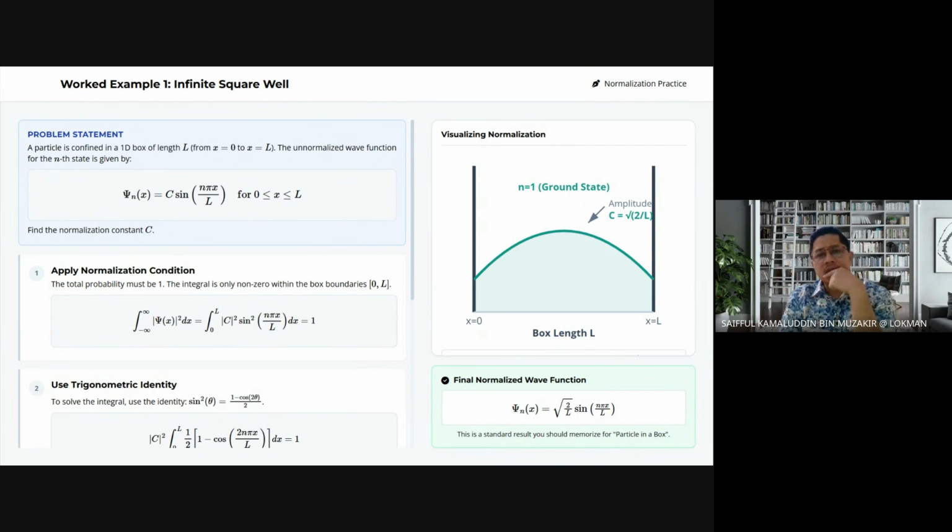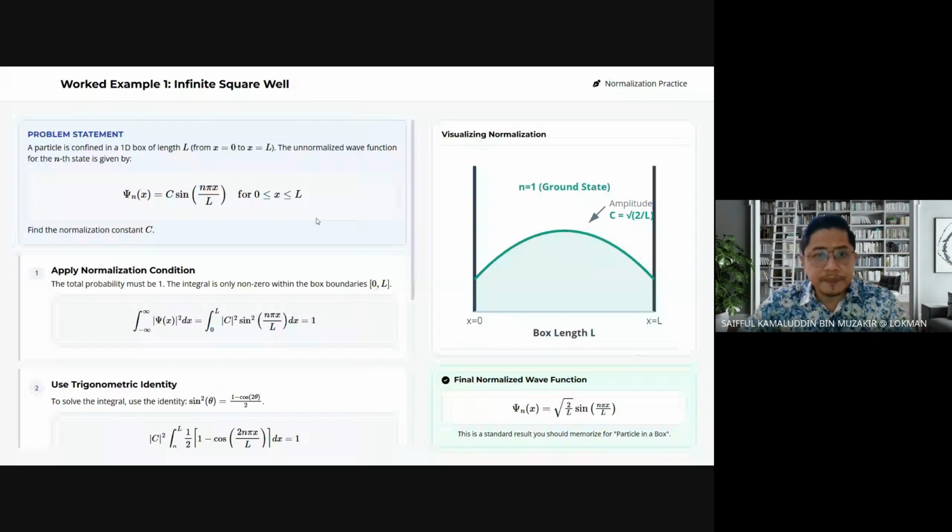So the wave function is psi n equals c times sine of n pi x over L, where c is unknown and n is the quantum number. So we need to find c. Step 1 is to set up the normalization integral. The integral from 0 to L of c squared times sine squared of n pi x over L dx must equal 1. So this is step 1.